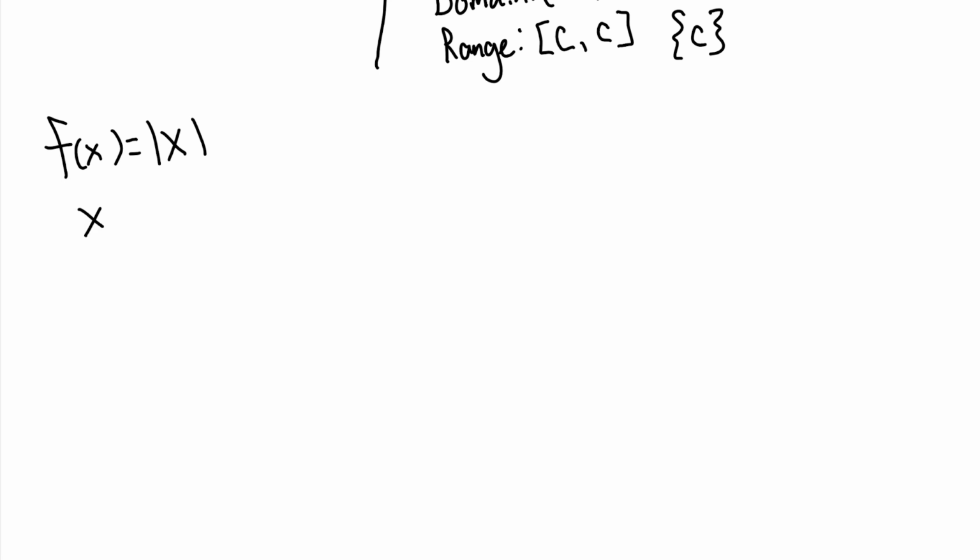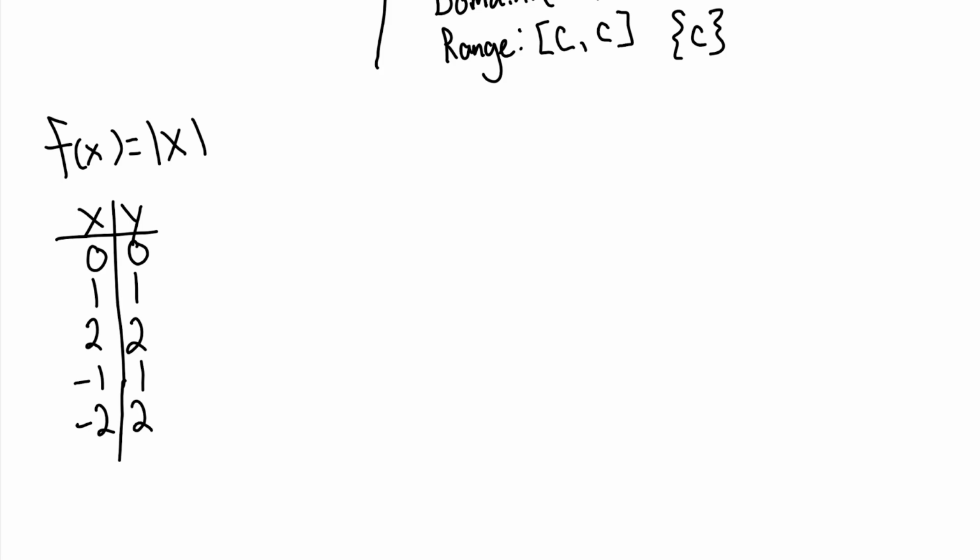So if we made an XY chart to see what this would look like, let's say 0, 1, 2, and let's do -1, -2, since we know the negatives will be important here. 0 is just going to be 0. 1 is just going to be 1, and 2 is just going to be 2, right? Because these are already positive numbers. So when we put them into the absolute value function, it just spits out a positive number. When we put -1 in, it's going to spit out +1, right? So the output will be +1. And then same idea with -2.